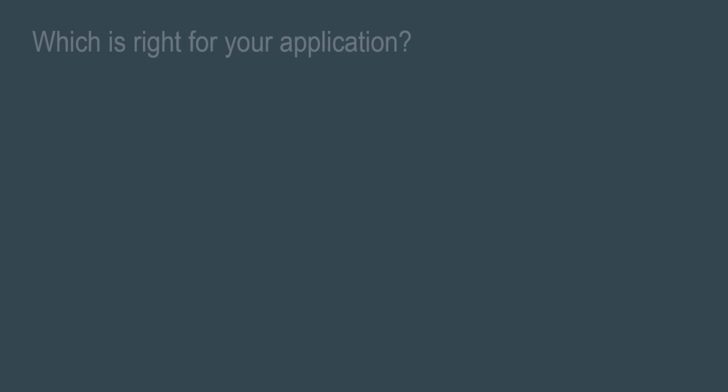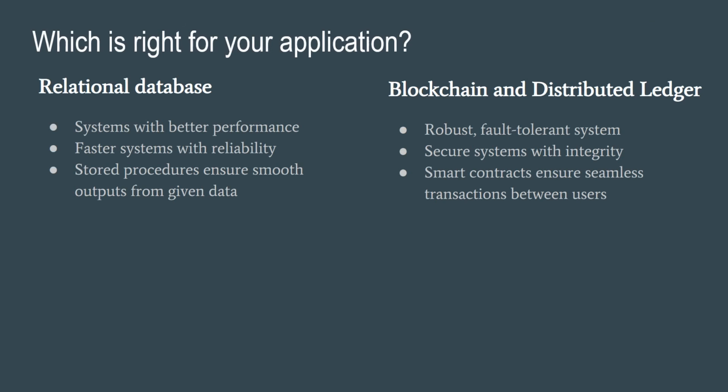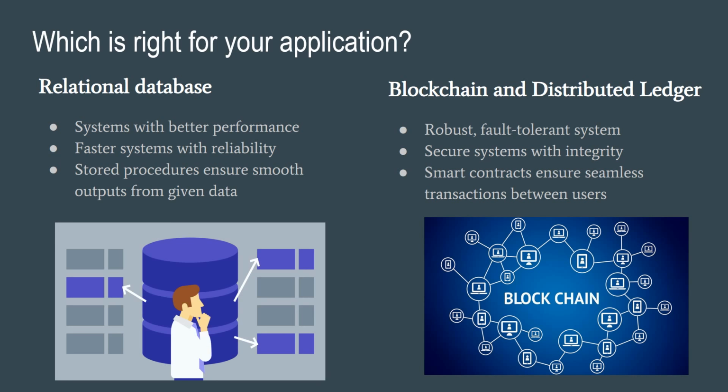So let's take a look at which database is right for your application. A relational database is used when a system with better performance, speed, and reliability is required, where stored procedures ensure smooth outputs. Blockchain and distributed ledgers are preferred when either a robust fault-tolerant system is required, or secure systems with integrity, or smart contracts that ensure seamless transactions between users are required. Even between distributed ledger and blockchain, a distributed ledger, which is a subset of blockchain, is preferred when security is not a major concern in the application.